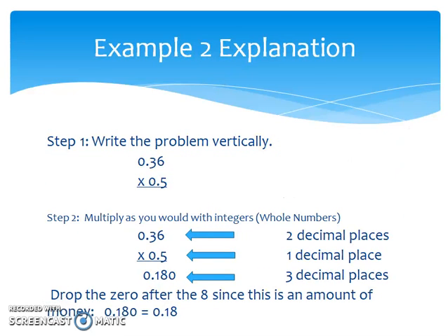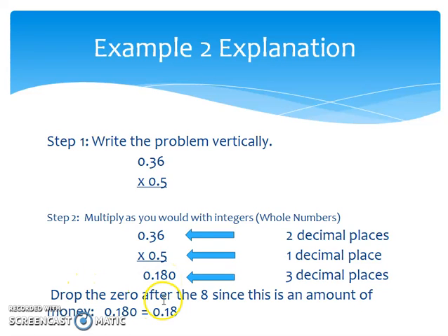As always, the first step is going to be to write the problem vertically. And then we're going to move on to step 2. We're going to multiply as we would with integers or whole numbers. So the first step that we're going to take is we're going to multiply 5 times 6 to get 30, and then we're going to regroup that 3. So 5 times 6 is 30. We're going to bring the 0 down, regroup the 3. 5 times 3 is 15, plus 3 is going to be 18.